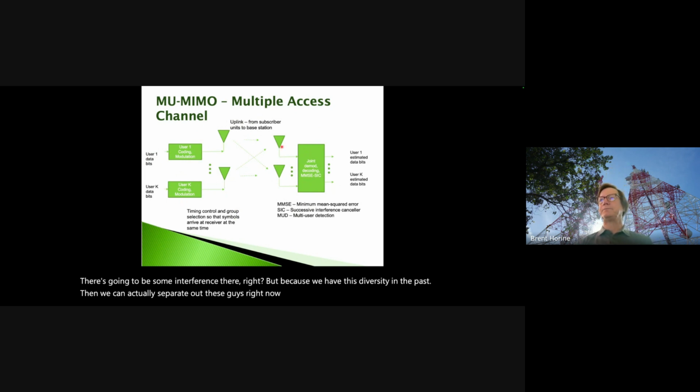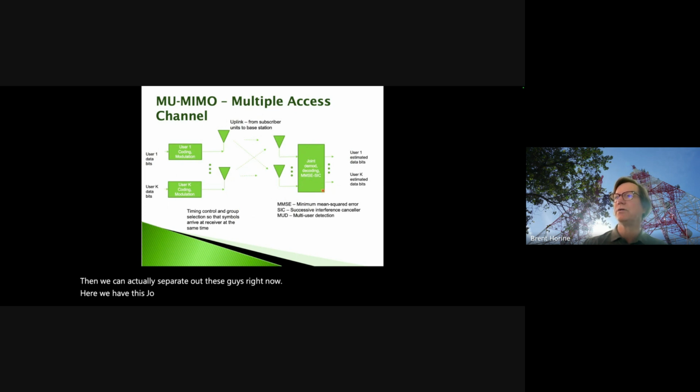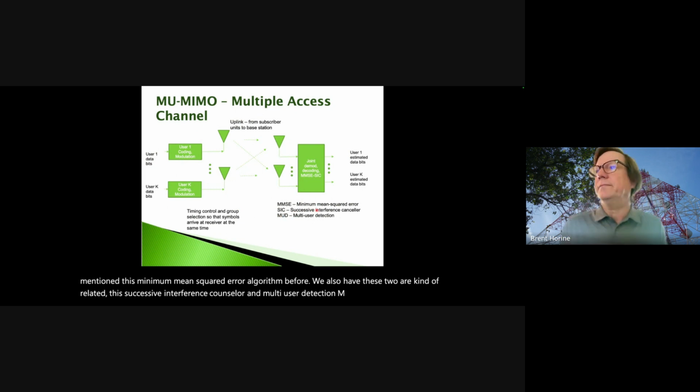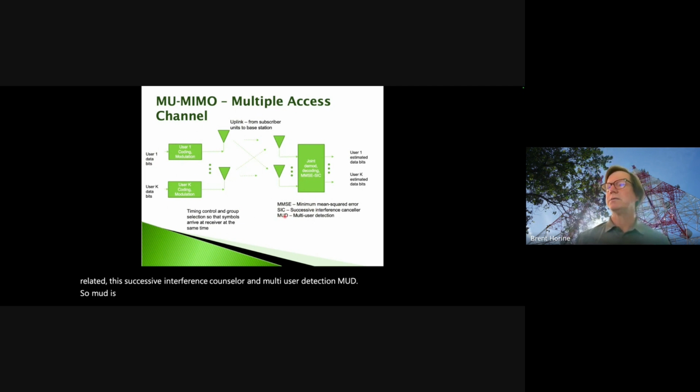Now, here we have this joint demodulation decoding. We've got a bunch of acronyms here. Again, we're not going to go into the depths of these, but I've mentioned this minimum mean squared error algorithm before. We also have these two that are kind of related, this successive interference canceller and multi-user detection, MUD. And so MUD is a technique that's commonly used in CDMA type of techniques.